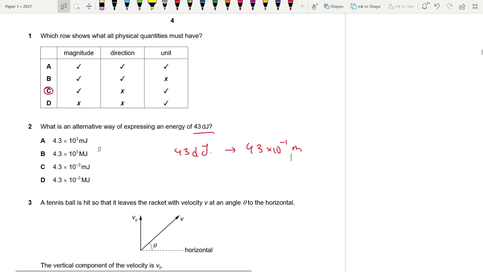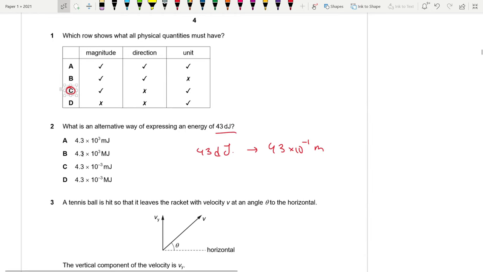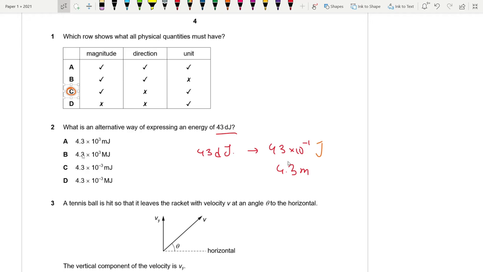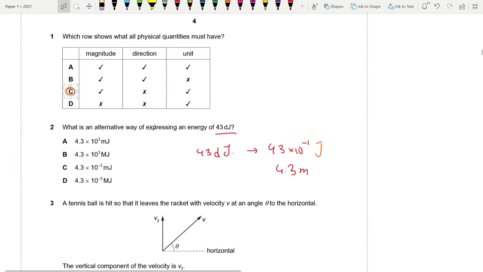Now, it's either expressed in millijoules or megajoules. So this is basically 43 into 10 power minus 1, which is 4.3. So let's convert this to joules, I mean. I was writing meters by mistake. So it was 43 into 10 power minus 1 joules, or 4.3 joules, okay?